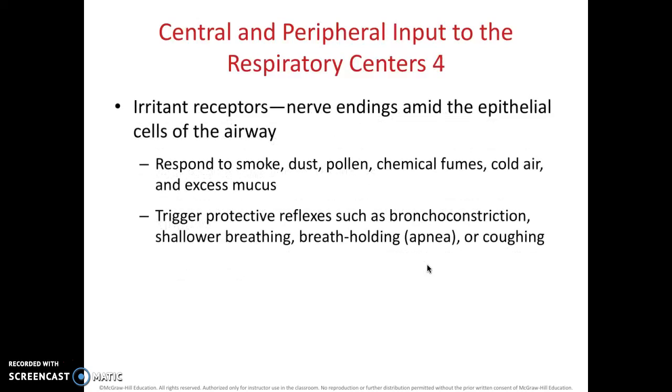Irritant receptors are nerve endings that are in the epithelial cells of the airway, and they respond to smoke, dust, pollen, chemicals, cold air, excess mucus, basically anything that makes you cough. This triggers protective reflexes such as bronchoconstriction, shallower breathing, breath holding, or coughing.